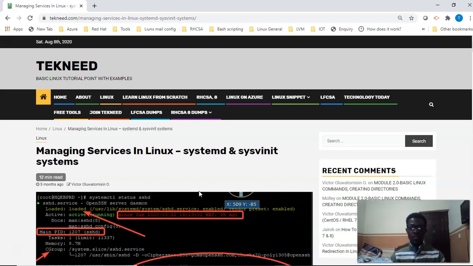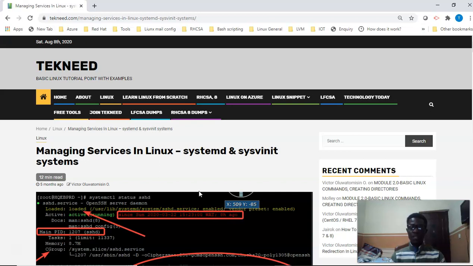A systemd Linux system is a Linux operating system that runs on systemd. So what does that mean? It means that the Linux operating system uses systemd as its service manager. So the program or application that is responsible for managing services on that particular system is systemd. Similarly, when you hear sysvinit, that means that the program or application that is responsible for managing services on that kind of system is sysvinit.